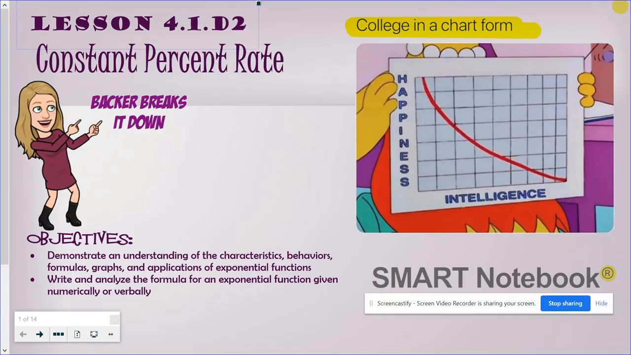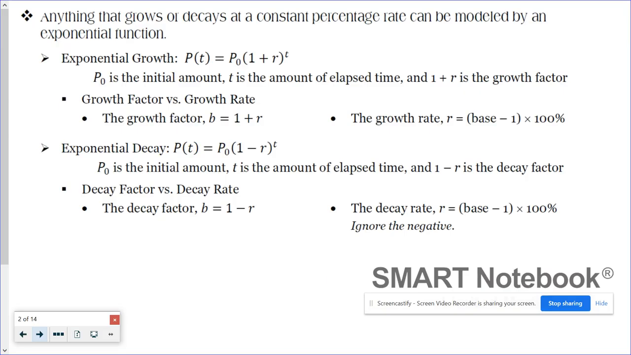In this episode, we continue working with exponential functions. This time, we're going to focus on something called constant percent rate. Anything that grows or decays at a constant percentage rate can be modeled by an exponential function. Here are the rules for what you do when you are given a percentage.